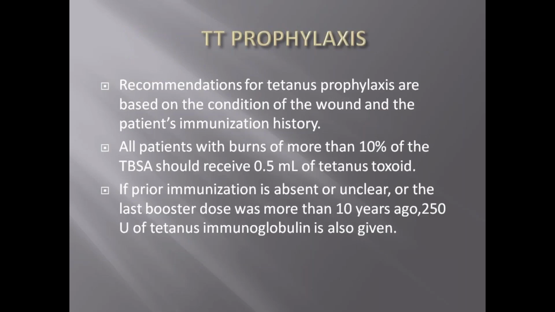You have to do TT prophylaxis. Any RTA case or any burn case, you have to follow this TT prophylaxis. All patients with burns of more than 10% of total body surface area should receive 0.5 ml of TT. If prior immunization is absent or unclear, or the last booster dose was more than 10 years ago, 250 units of tetanus immunoglobulin is also given.